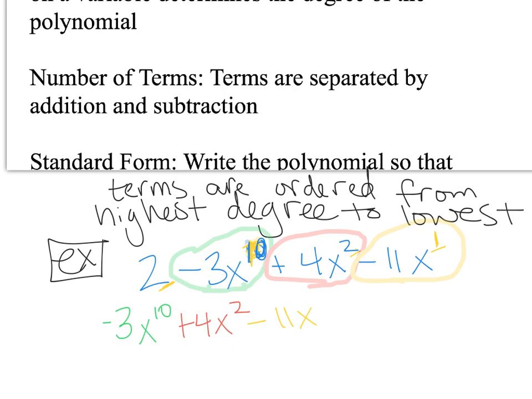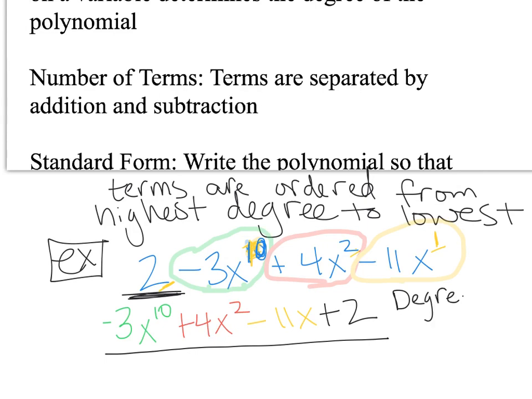And the constants always go last. So we're going to move our constant. It's positive, so we'll make it a plus 2. So this is the polynomial in standard form. Its degree is 10. And the number of terms is 4, because it has 4 items separated by addition and subtraction.